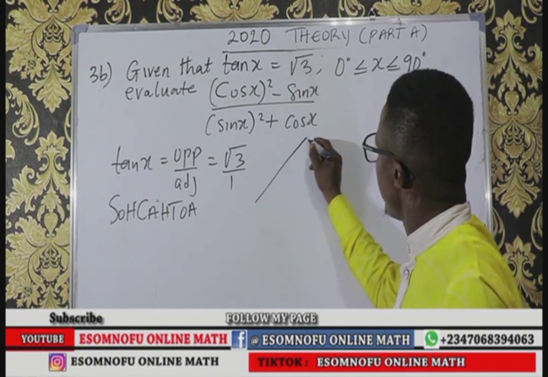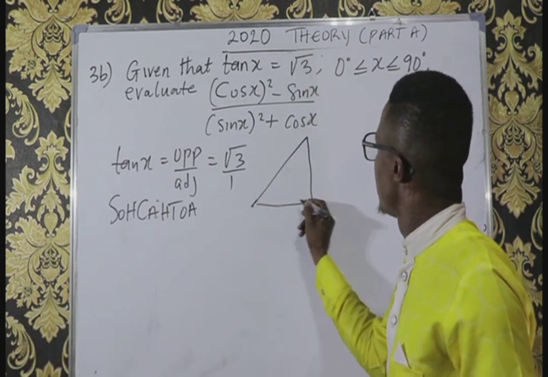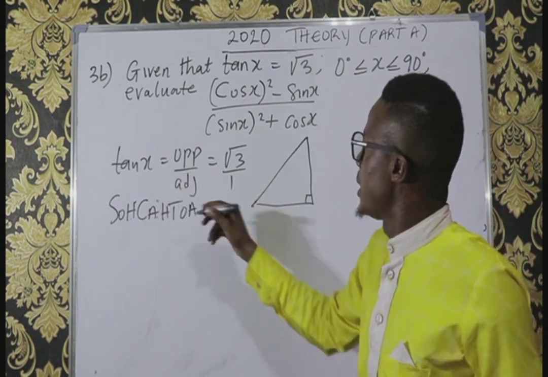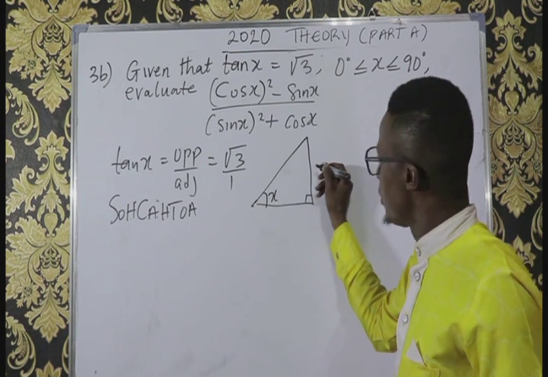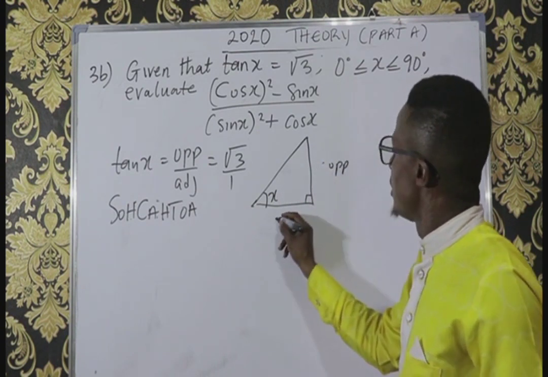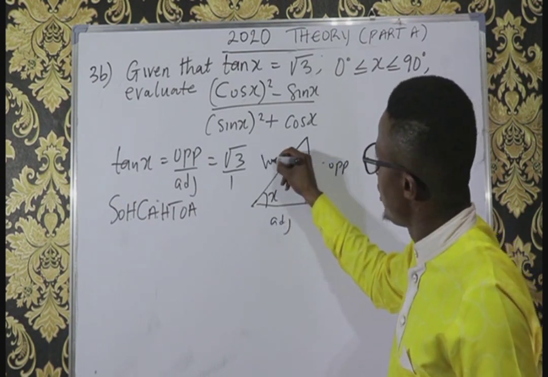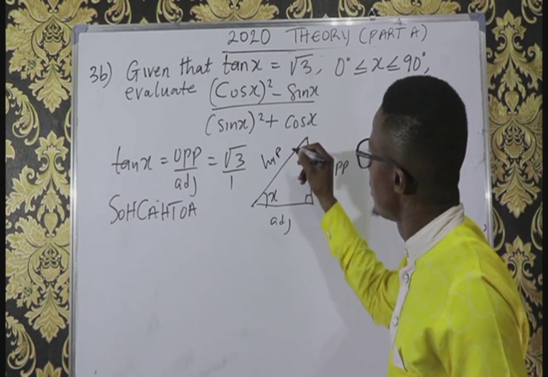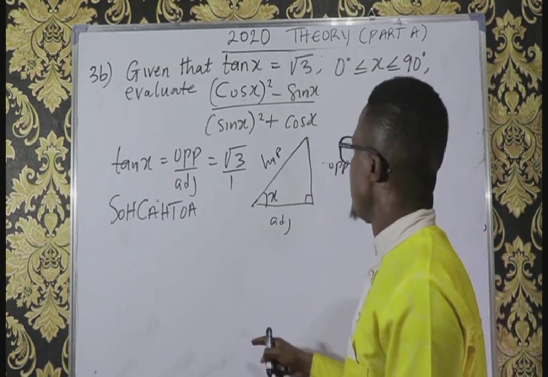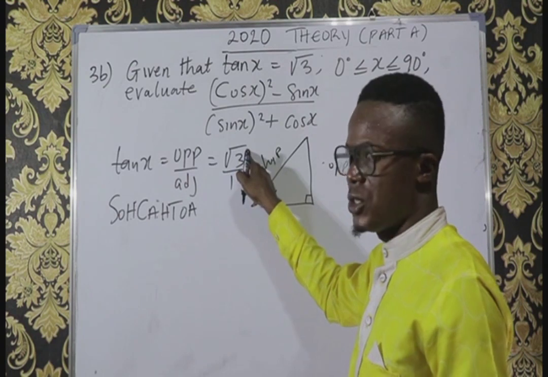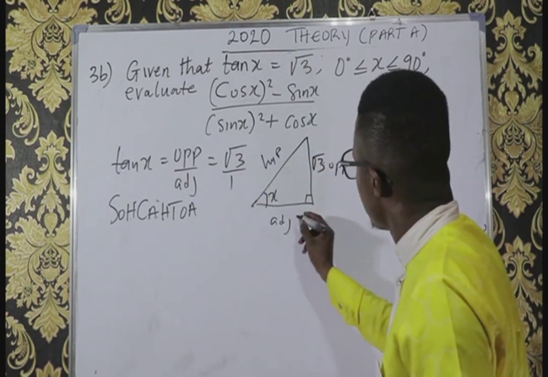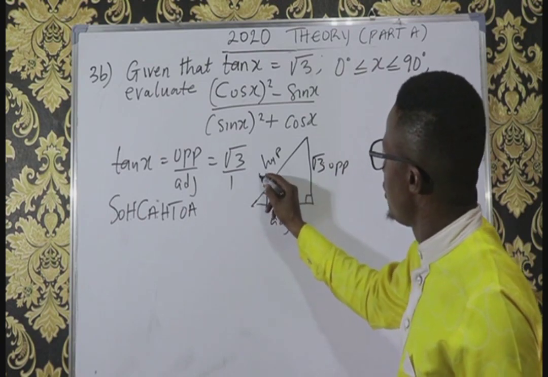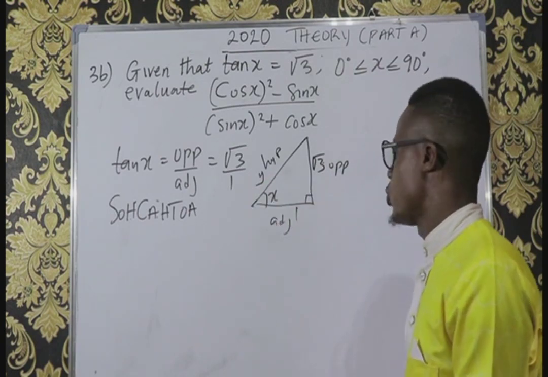If I have a right angle triangle like this, and my angle X is here, for instance, remember the side facing the angle is the opposite. So here is opposite, here is adjacent, while the longest side is hypotenuse. So my opposite is now root 3. Opposite root 3, so here is root 3. Adjacent is 1, so here is 1. But I don't know the hypotenuse. I can call it y.